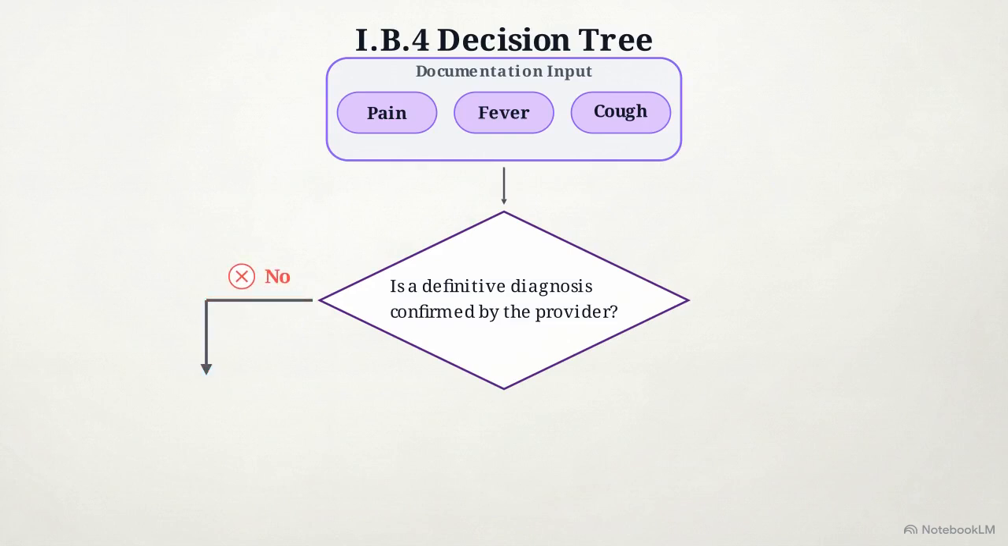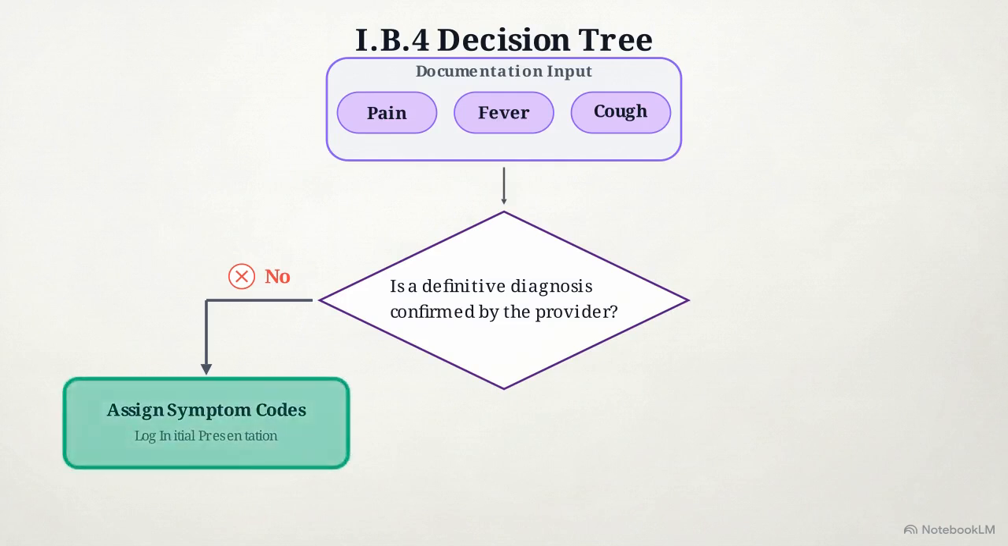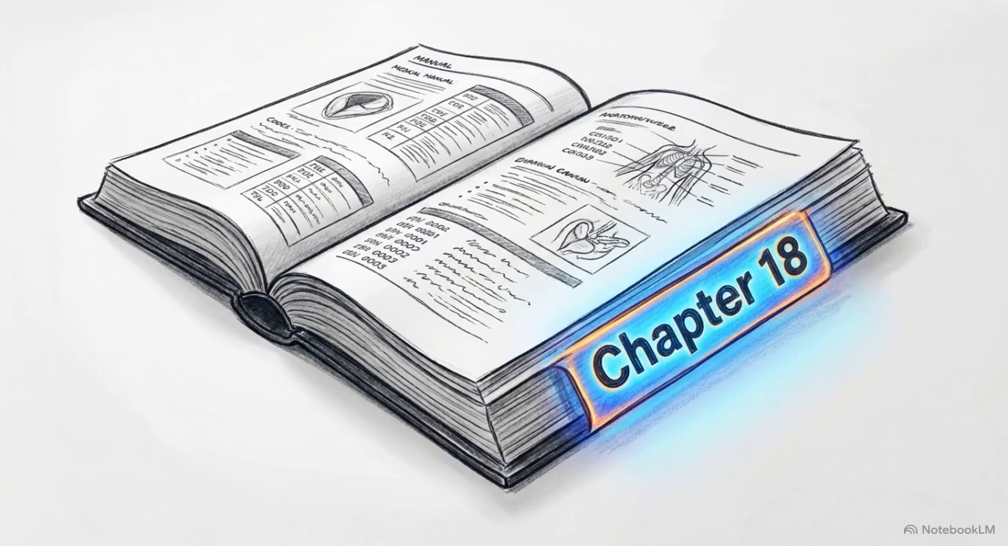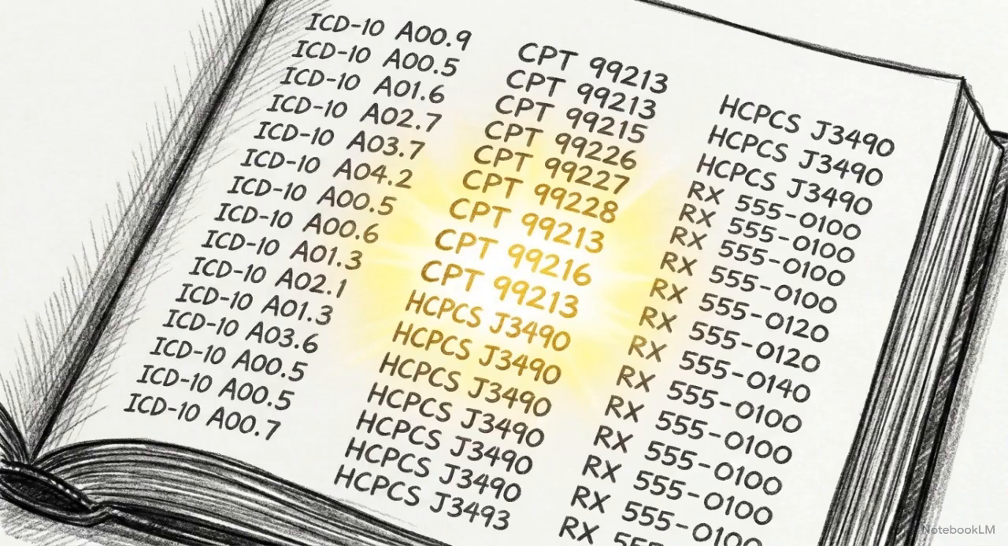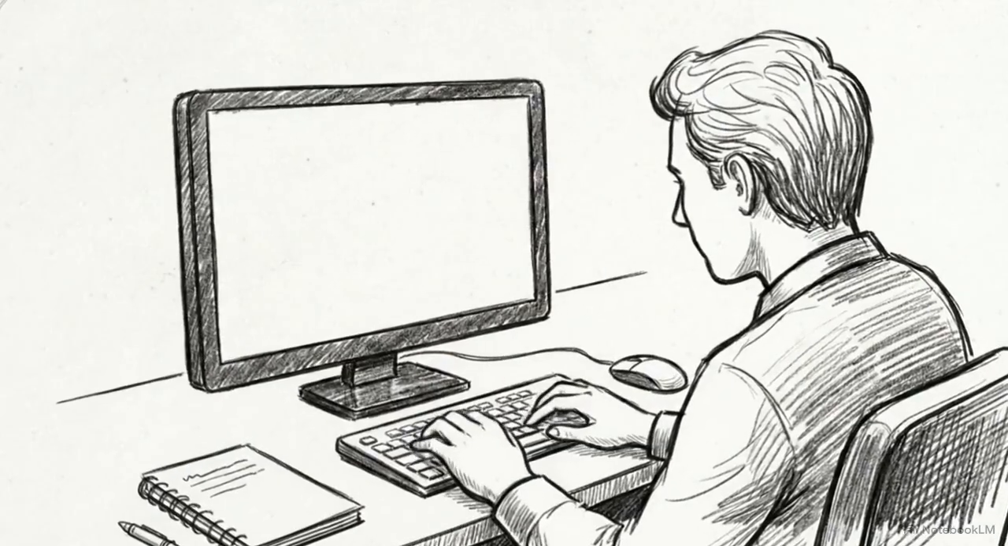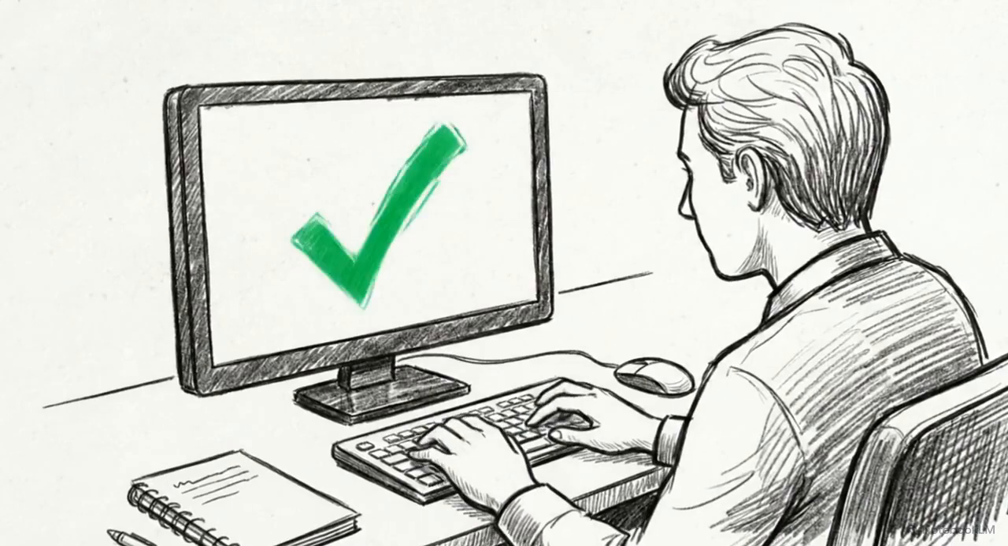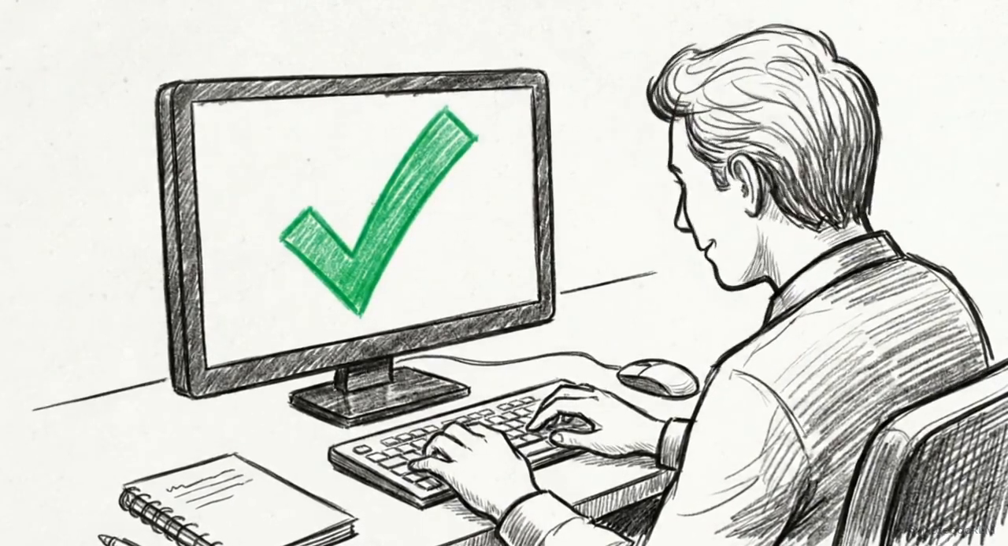This simulates a chart where the provider has noted the symptoms but left the final condition unconfirmed. The rule here is absolute. When the definitive diagnosis is not established, you must assign the corresponding symptom code. To find these codes, you will primarily look in Chapter 18 of the ICD-10-CM manual, covering codes R00.0 through R99. This section acts as the main repository for unconfirmed signs, symptoms, and abnormal clinical and laboratory findings. So, when the clinical picture remains incomplete, coding the documented symptom is the only compliant action available to you.